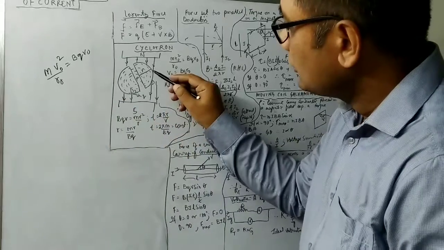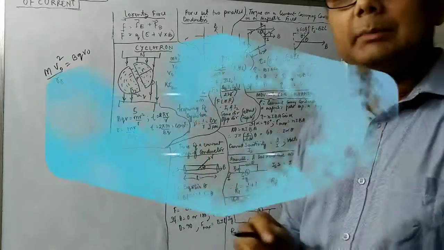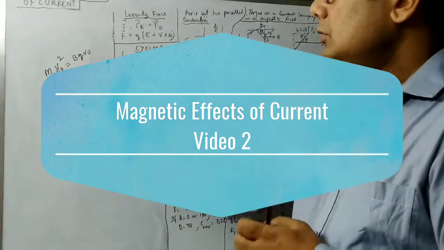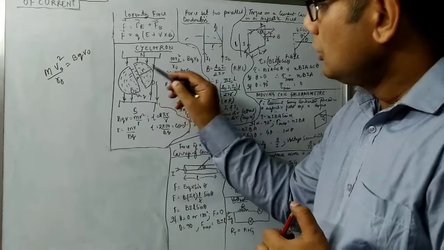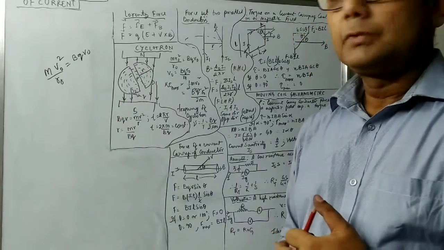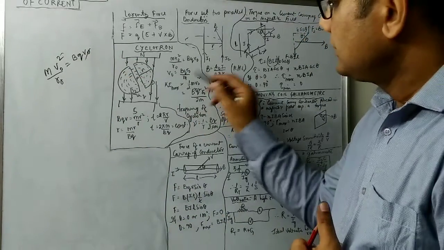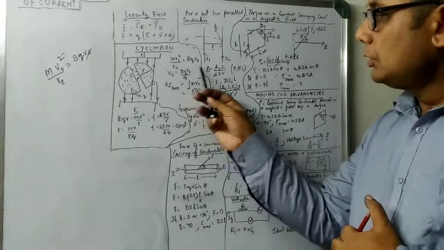The force acting when it was following the last path was m v0 square by r0, because that time its velocity was the largest. R0 was the maximum radius covered, so this equals B q v0. So v0 and v0 will cancel. From there we can find out v0 is B q r0 by m.